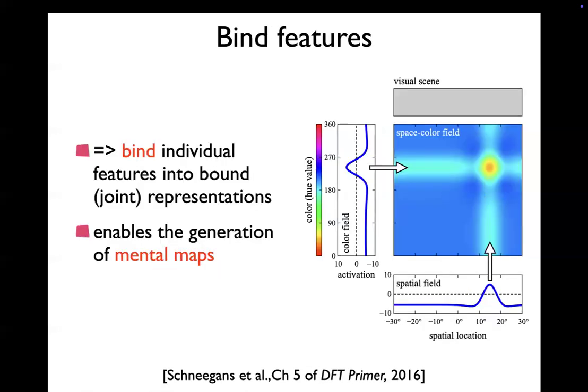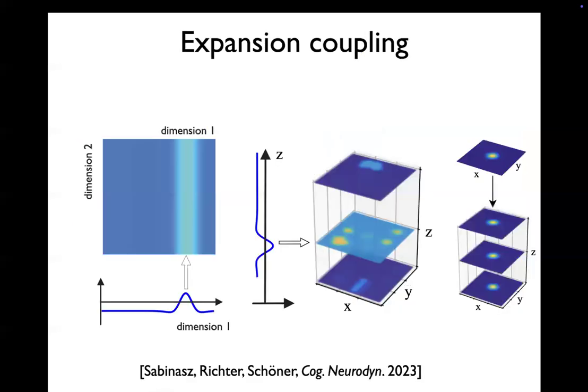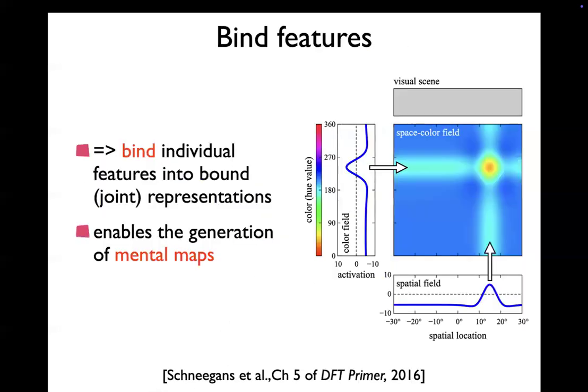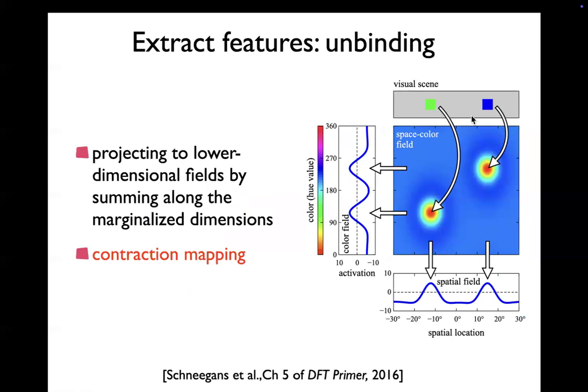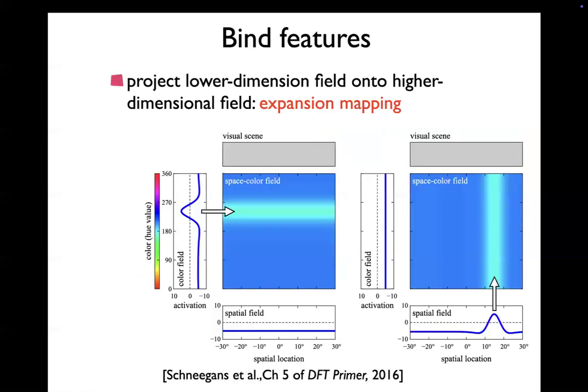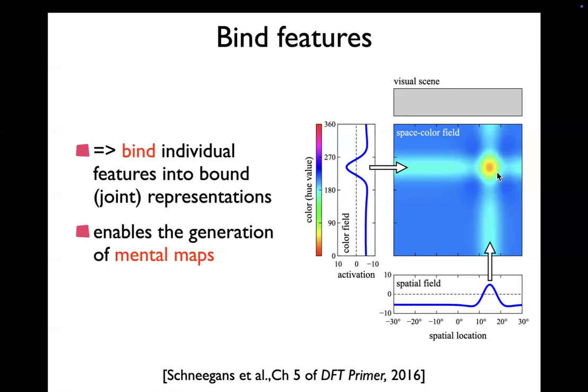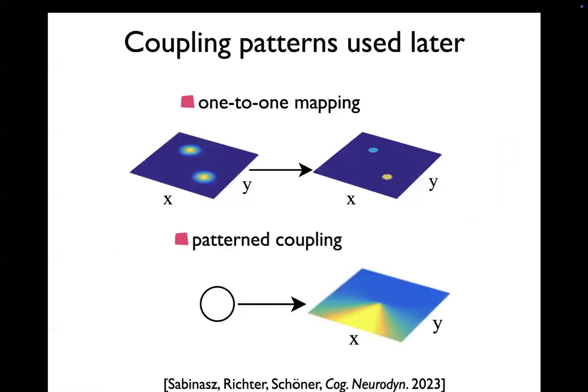Good. So I was here, right? Mental maps: binding individual features into bound joint representation. You see, already here we're getting to something that is no longer purely sensory motor. I mean, these feature space fields are still stuff we have in the sensory motor domain. So if we get this input here, we can generate these peaks. But when we do this, we're already doing something really mental, right? I feel like I ask you to imagine something. So that's going to be important.